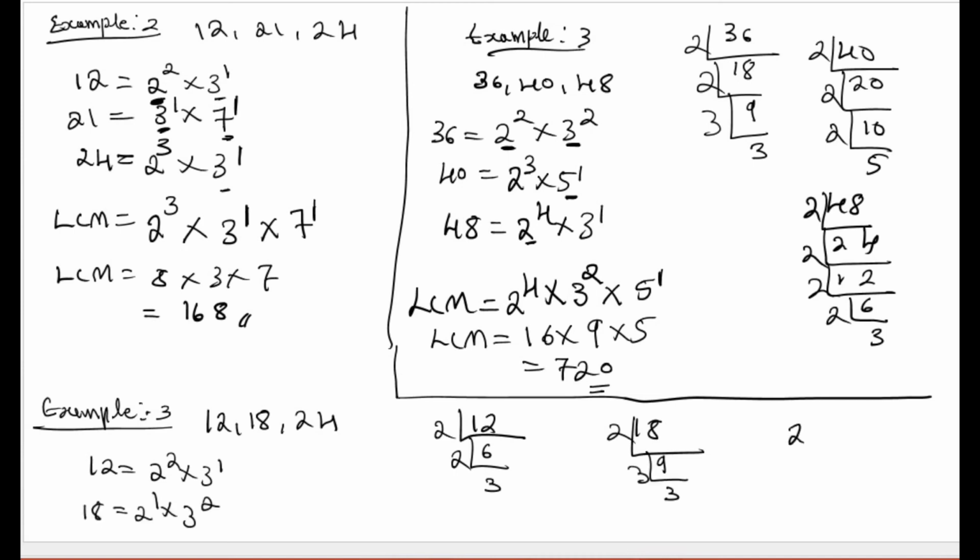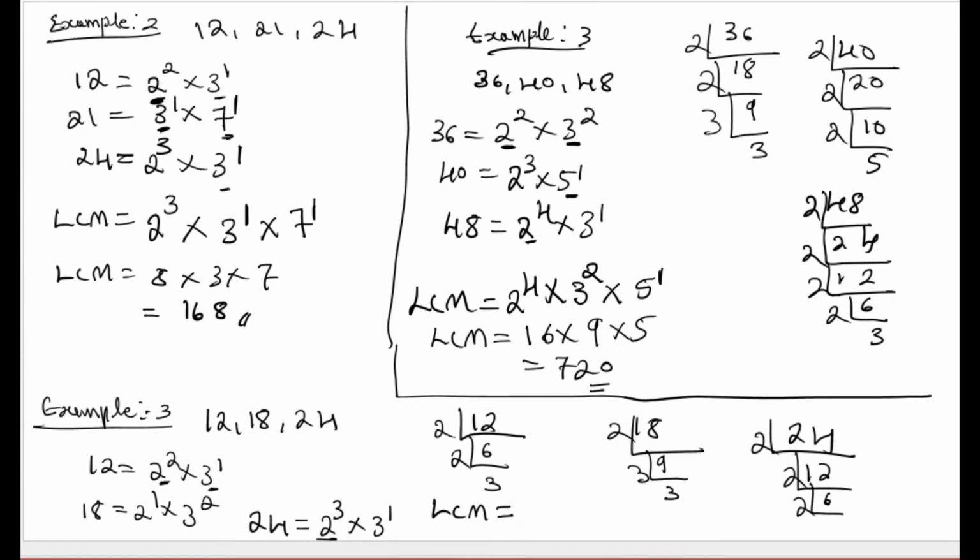Next number 24, 2 12s, 2 6s, 2 3s, so 24 is equal to 2 to the power 3 into 3 to the power 1. So LCM is equal to the product of the highest power of all the factors. Only two factors here you can see. First one is 2, another one is 3. Okay. Consider the factor 2. What's the highest power? Highest power is equal to 3.